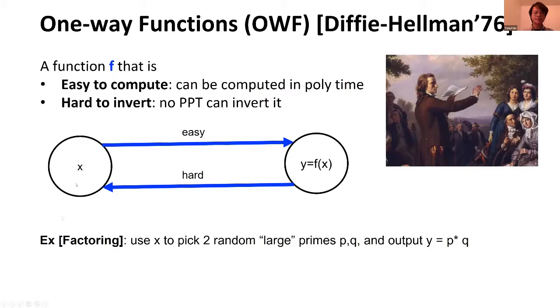And a famous example of a one-way function candidate is based on the hardness of the factoring problem, where we use the input x to pick two large random primes p and q, and we output p times q. So to invert this function, we have to factor this large number, which is assumed to be hard.